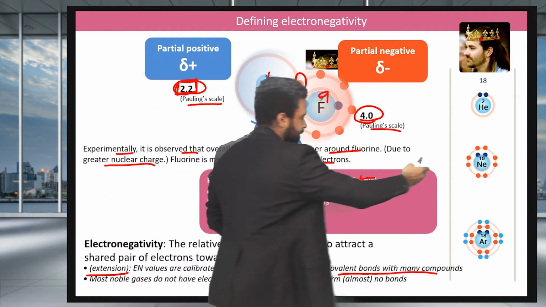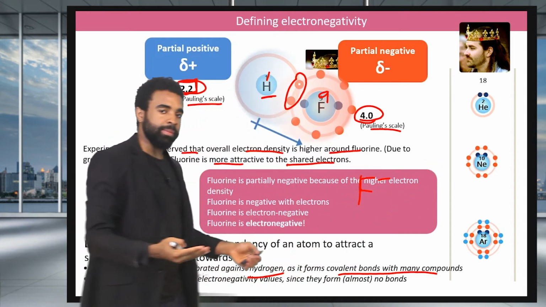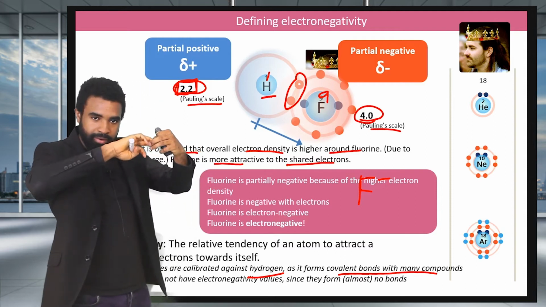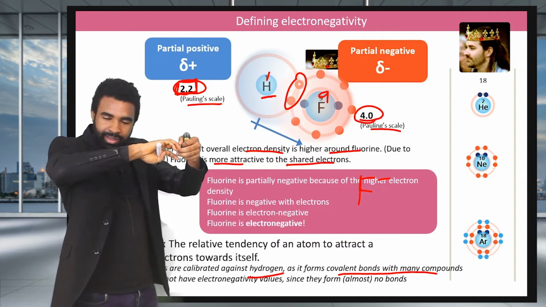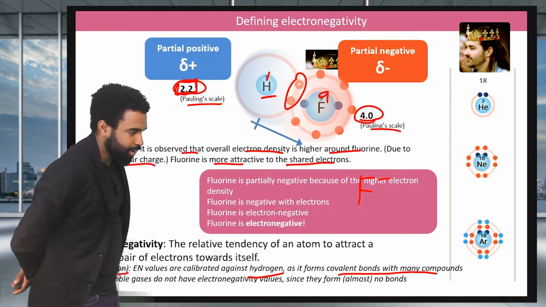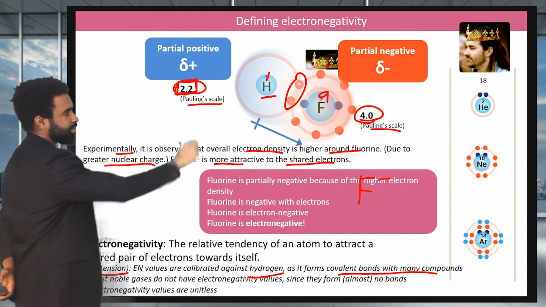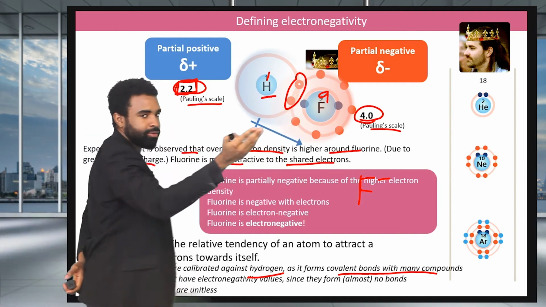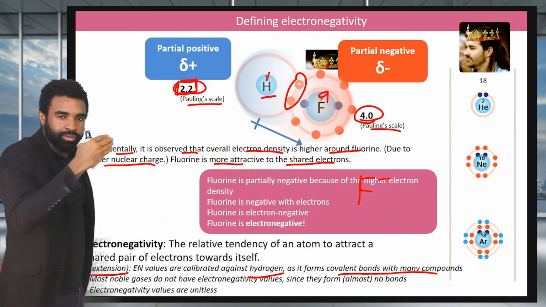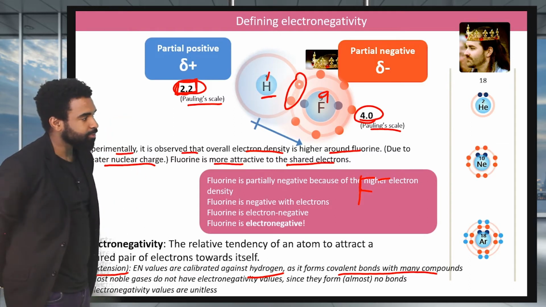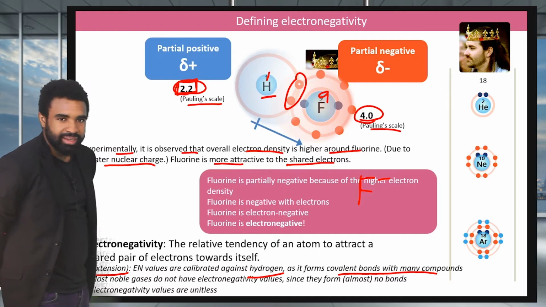So helium and neon, it's really hard to get them to form any bonds, and so you can never measure how much they pull a shared pair of electrons if they never actually get into sharing a pair of electrons. And finally, these values are unitless, as you can see here. We just have 2.2 and 4.0, and there's no unit like we had before with kilojoules per mole and all of that stuff. Why is there no unit?